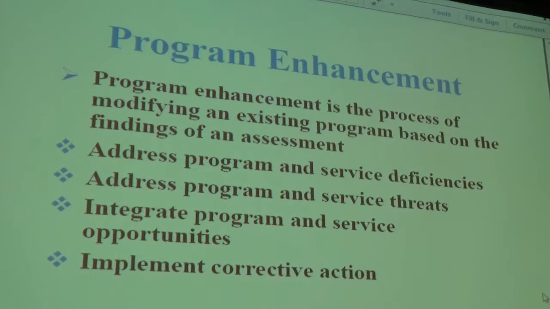So, program enhancement. Program enhancement is the process of modifying an existing program based on the findings of an assessment.